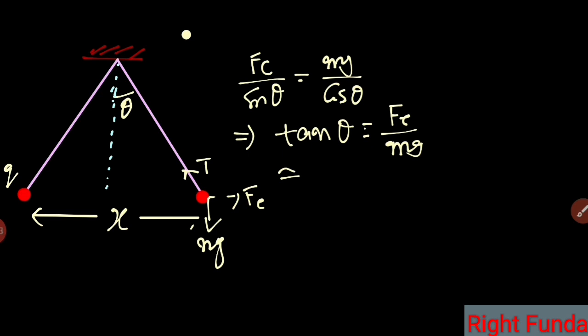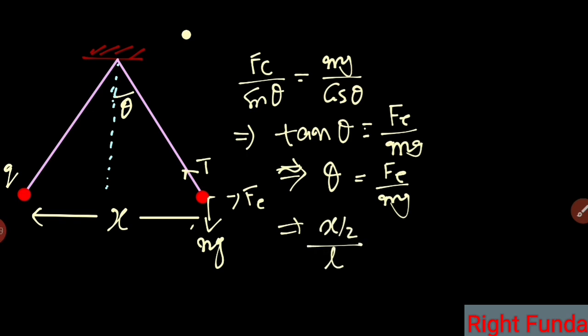As theta is given very, very small, we can write tan theta is equal to theta, so theta is equal to Fe by mg. And from this diagram, this length is equal to x by 2. So this can be written as x by 2 L is equal to Fe by mg. We simplify that and put the value of Fe. What is the value of Fe? Fe is equal to kq square by x square. So x by 2L is equal to kq square by mg into x square.